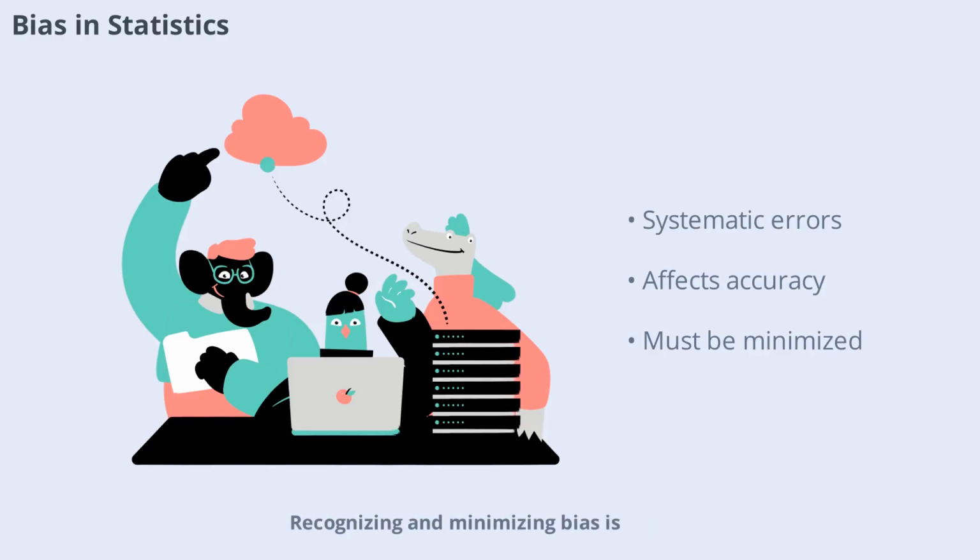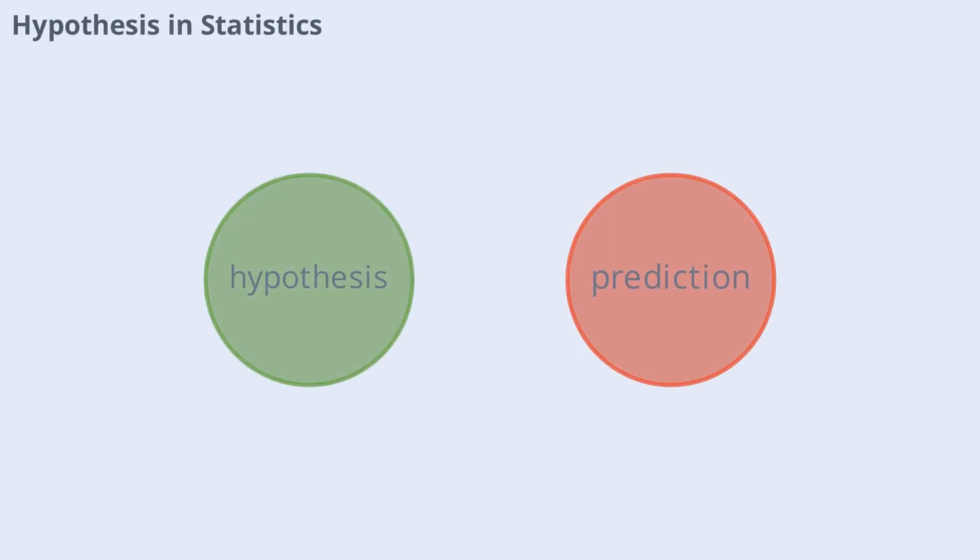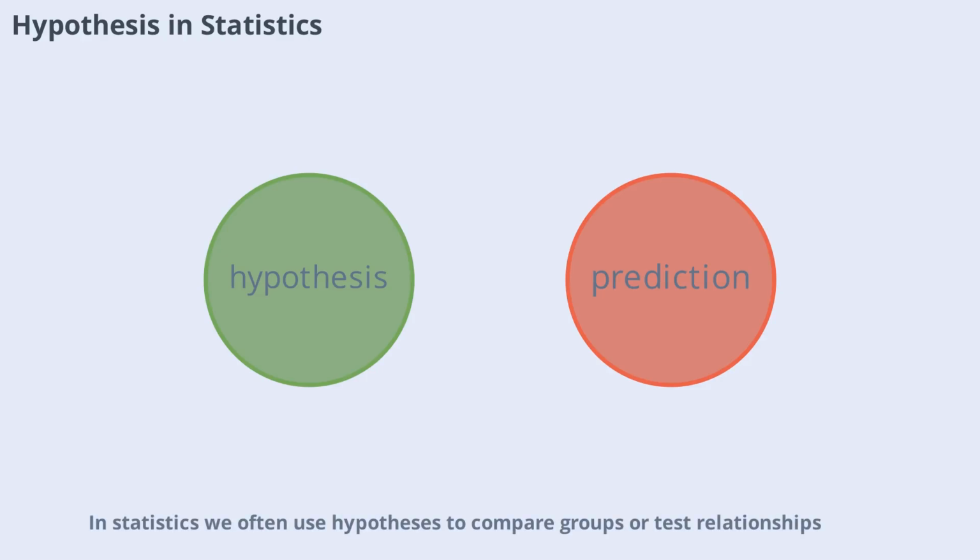Recognizing and minimizing bias is essential for trustworthy statistical conclusions. Hypothesis is a statement or prediction that can be tested with data. In statistics, we often use hypotheses to compare groups or test relationships. For example, you might hypothesize that a new teaching method improves test scores. Hypothesis testing helps us decide whether the evidence supports our ideas.